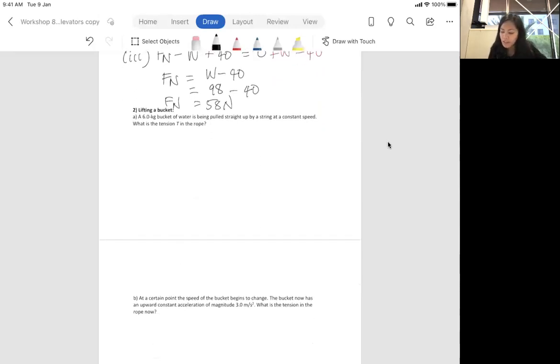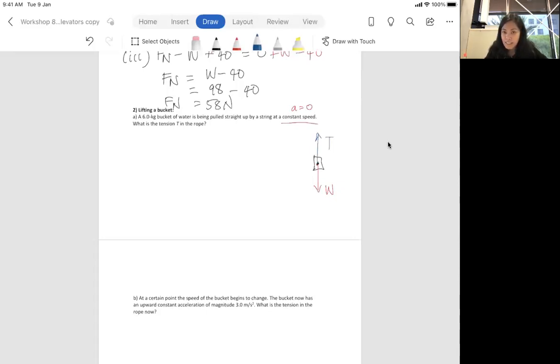You have a bucket that's being pulled straight up by a string at a constant speed. Okay, constant speed meaning acceleration is equal to 0, and then it's being pulled by a rope. Okay, so to draw the scenario, draw the free body diagram first. You have this bucket. Anything that has mass will always have weight that's directed downwards, and then it's being pulled by a string directly upwards. So you have a tension force that's upwards.